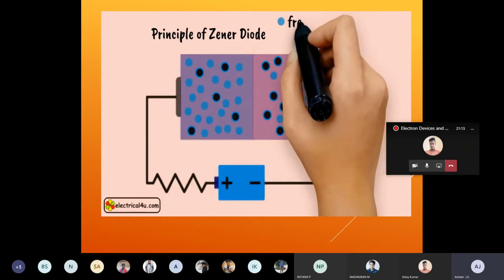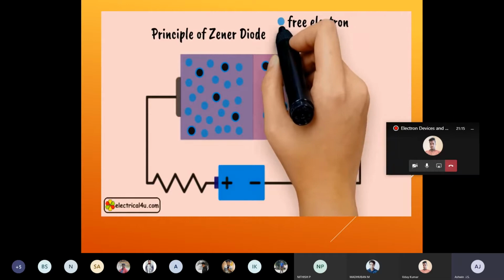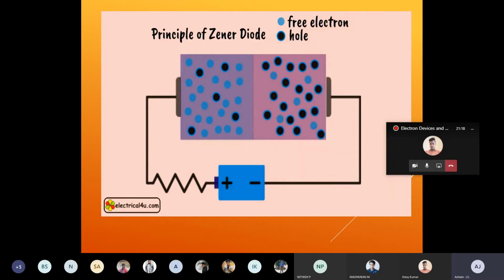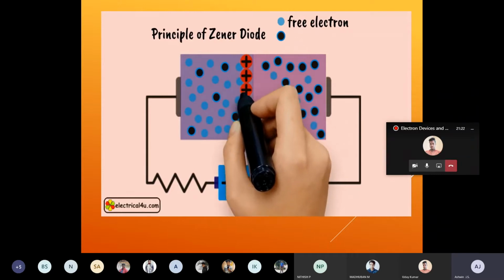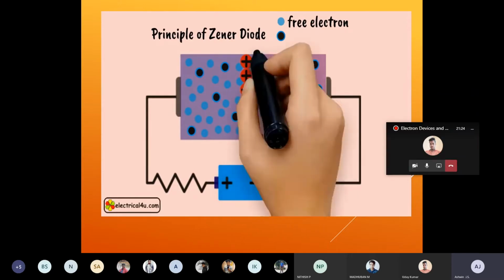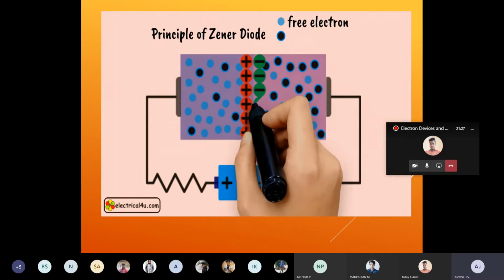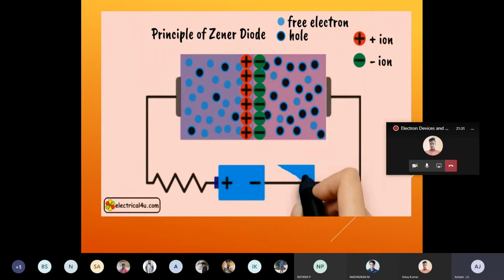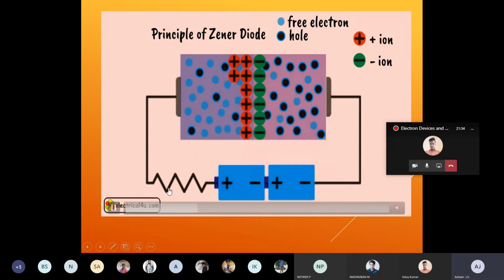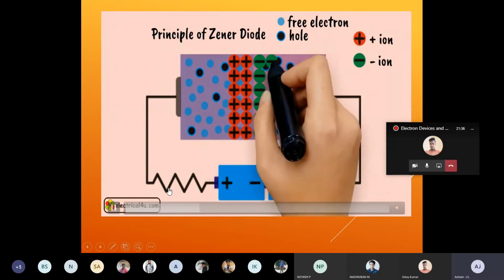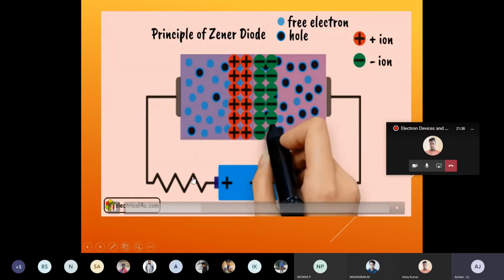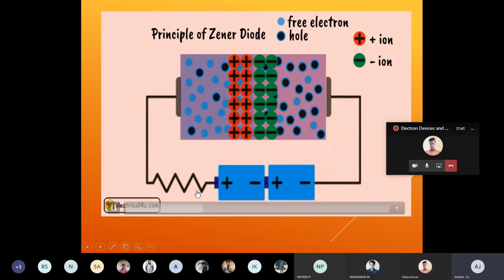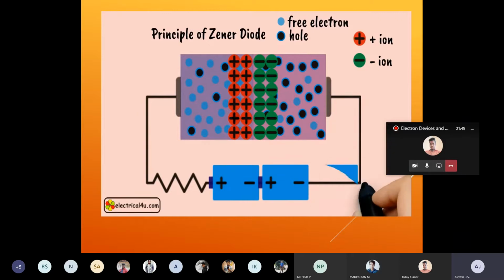Okay. And we've seen the difference between the reverse breakdown occurring in the Zener as well as the breakdown occurring in the PN junction. The PN junction diode represents avalanche breakdown, and the Zener represents Zener breakdown. So here they are trying the same thing. Initially there is a very small depletion layer. After increasing the voltage, free electrons appear.